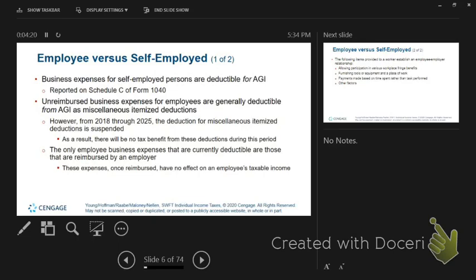All right. Unreimbursed expenses are generally deducted from AGI if you are an employee, except for now you can't. And as a contractor, you have a Schedule C where you put all of your expenses.